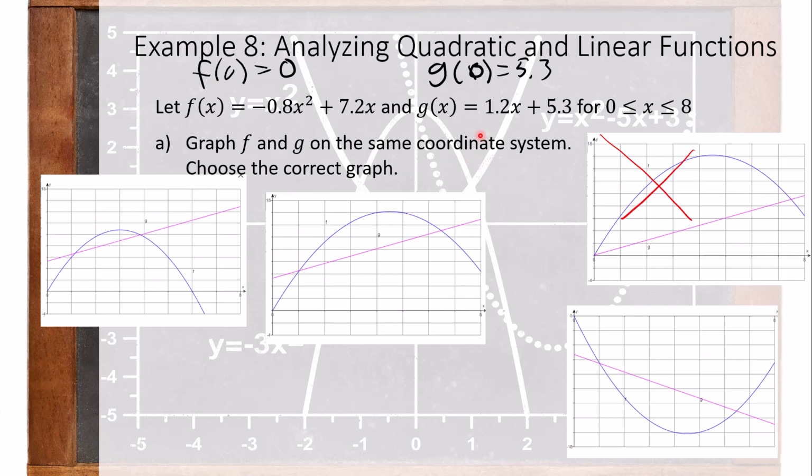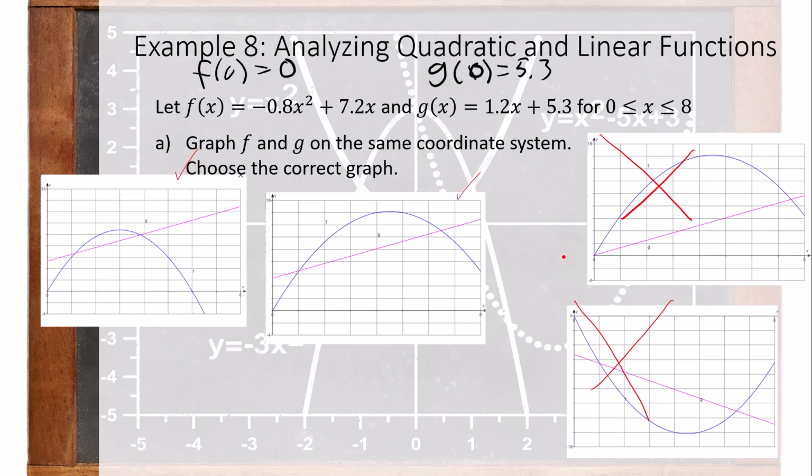Further, also notice that our linear function has a positive slope. This one has a negative slope. This cannot be the correct graph, because the linear function has a negative slope. So this is out as well. And also the intercept is at negative 5.3, not positive 5.3. So the correct graph is either going to be this one or it's going to be this one. And how can we determine which one it is?